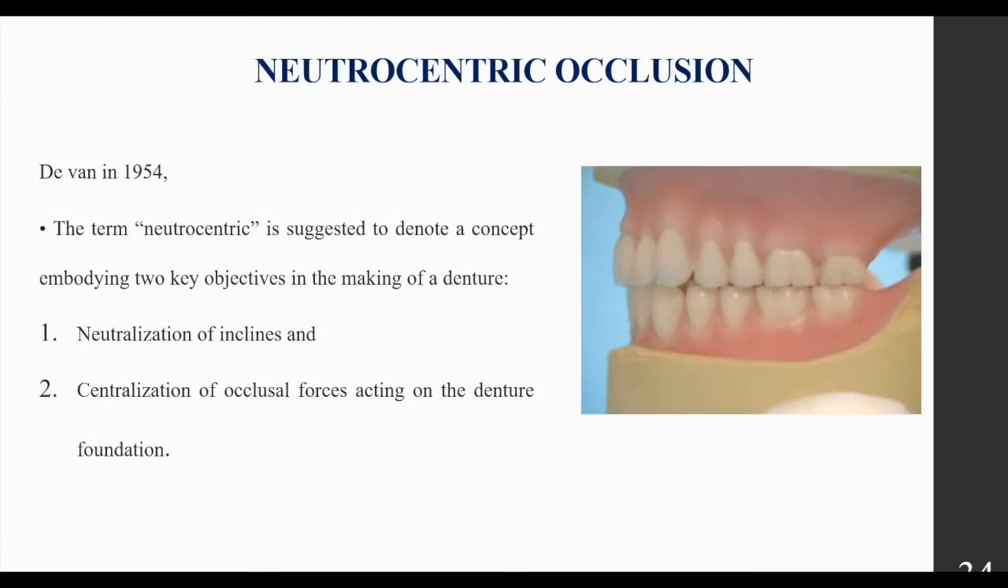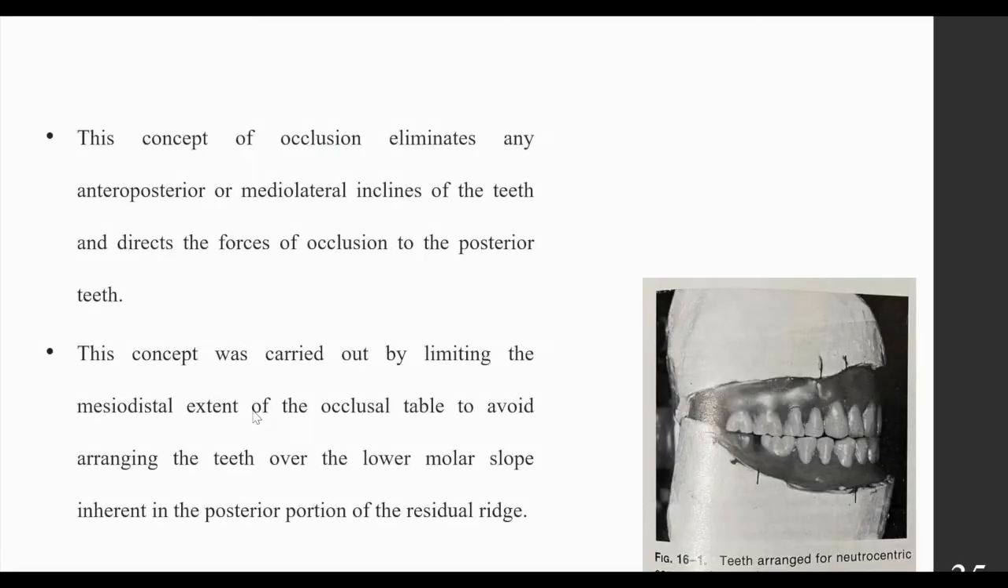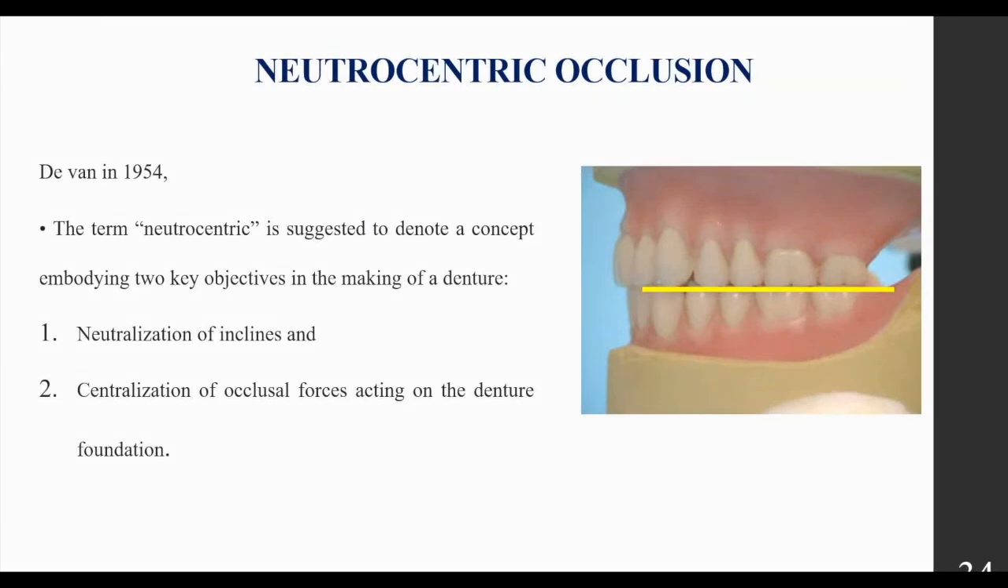Coming to neutrocentric occlusion, it was given by Devin in 1954. Now, there are two key objectives of this occlusion. It is neutralizing the inclines and centralization of the occlusal forces. 25 years of clinical evidence has proved that dentures made by this scheme are satisfactory in preservation of the ridge bone and have good appearance, and adequate speech and mastication is possible.